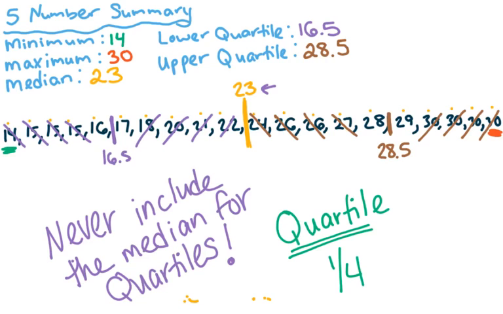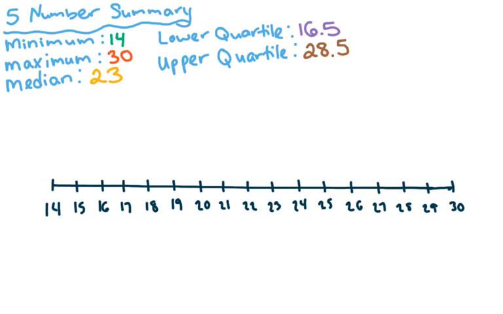With these 5 values, I can create a box plot. In order to create a box plot, you're going to need a number line, just like you would for a dot plot. You'll need to include the minimum and the maximum within that number line. You can always go a little lower or a little higher, but you don't have to. I start with my minimum and maximum and draw a dot above the number line, not on it.